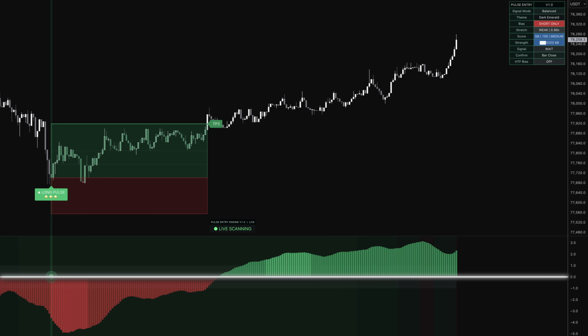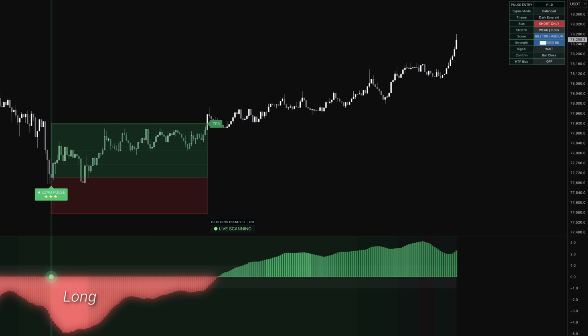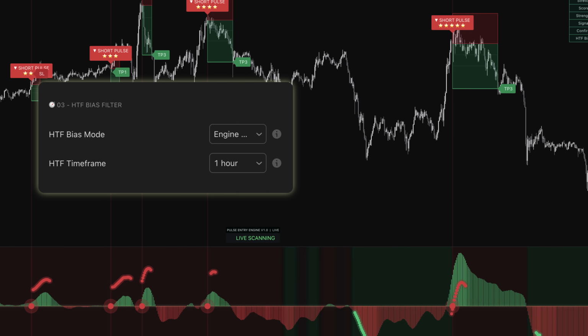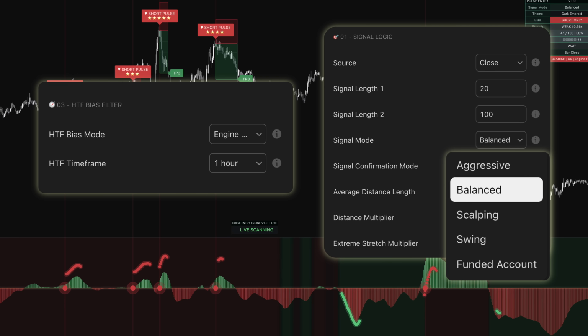You get a zero-line filter, an EMA direction filter that operates in reversal mode. Long signals require price below the EMA, short signals require price above, a higher time frame bias overlay, and 5 signal modes ranging from aggressive through to funded account.